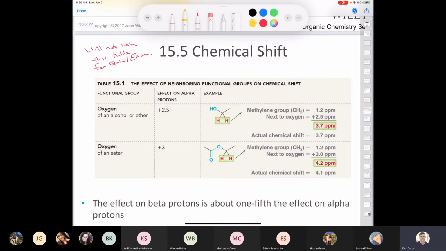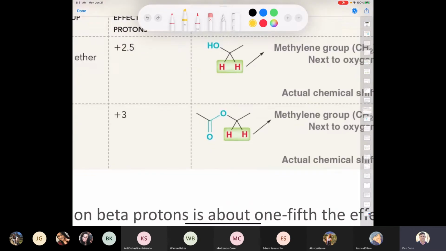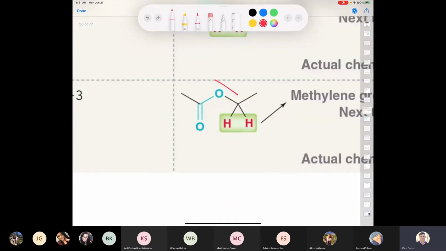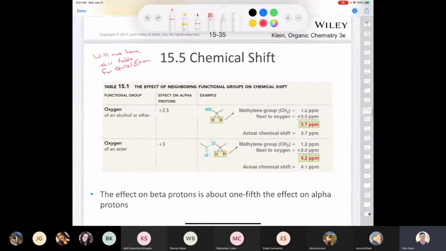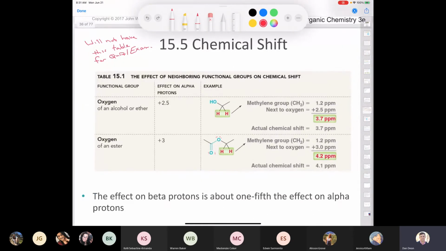Now, if your two protons are next to the oxygen of an ester, in that case, you actually add 3 parts per million. And you can probably guess that not only do you have the electron withdrawing effect of the oxygen, but you could also draw a resonance structure, where you move this over here to show that this is partially electropositive, which is going to suck even more electron density away. And that's why the chemical shift is so greatly affected. You add 3 parts per million.